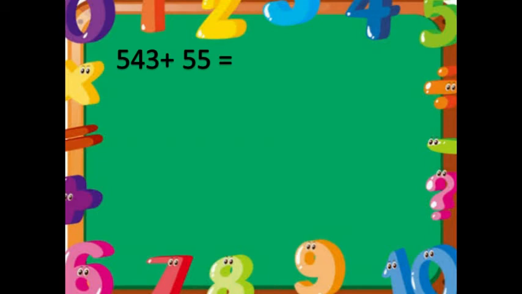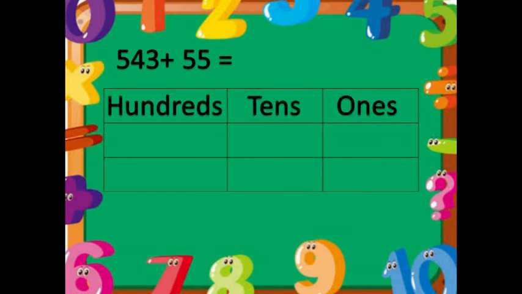Next one, we have here 543 plus 55. So again, we have here our place value chart. Let's put 543 in its correct place value. So 3 is in the ones, 4 in tens, and 5 in hundreds. Next is the 55. The 5 is in ones and the 5 is also in tens.